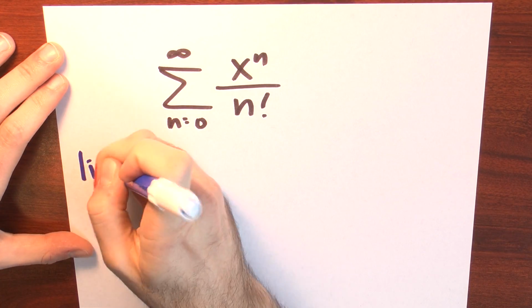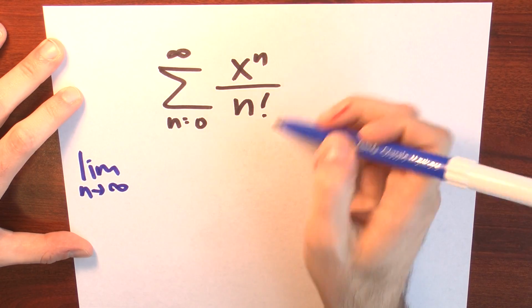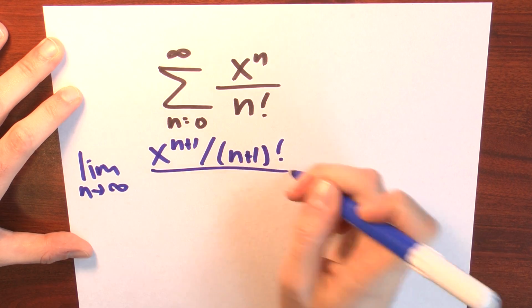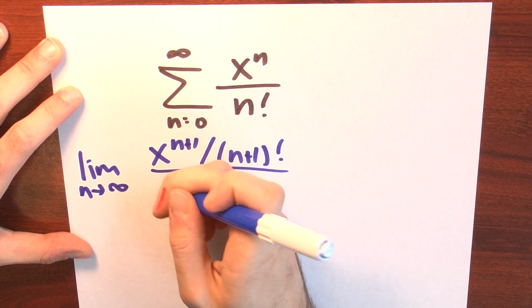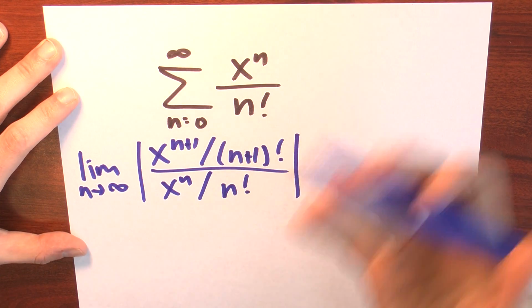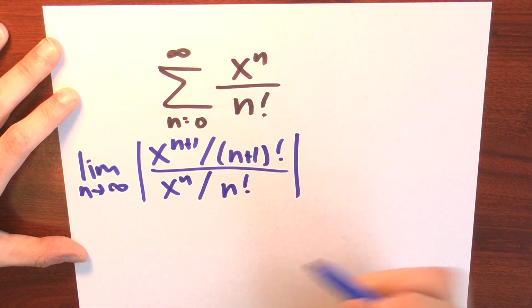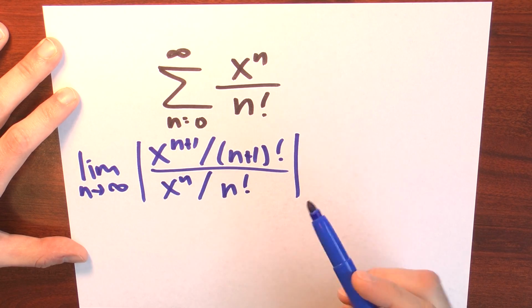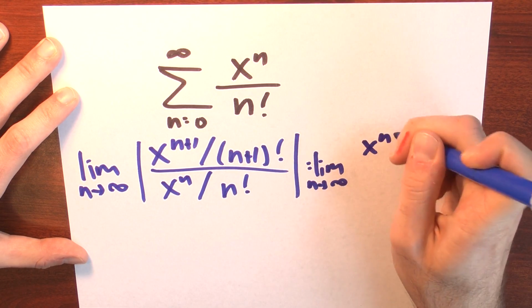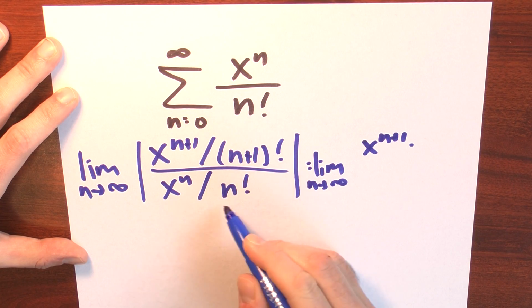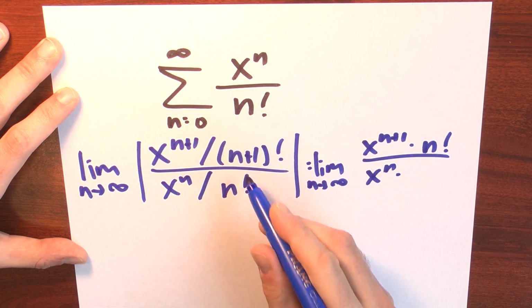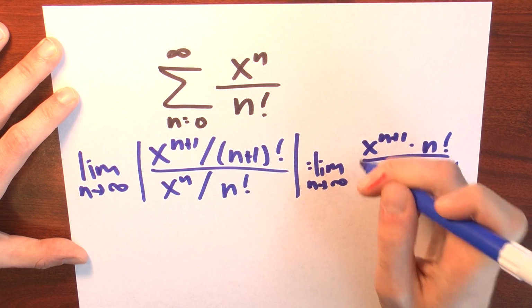So here we go. The limit n goes to infinity of the n plus first term, so x to the n plus 1 over n plus 1 factorial, divided by just the nth term, which is what's displayed here, x to the n over n factorial, and absolute value of that. Since I'm checking for absolute convergence with the ratio test, I can simplify this a bit. This is a fraction with fractions in the numerator and denominator. This is the limit n goes to infinity of x to the n plus 1 times n factorial in the denominator of the denominator, put that in the numerator, divided by x to the n times n plus 1 factorial.